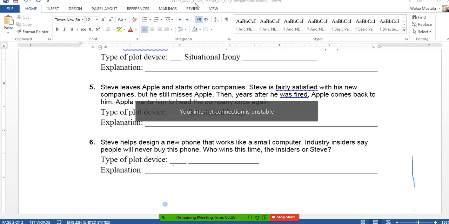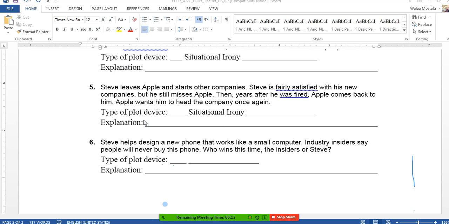Okay, fine. So here I have things that were unexpected. I didn't expect that he would go back again to his company and that the same people who fired him are going to ask him to head the company once again. So this is the point of surprise here. We have something unexpected here.